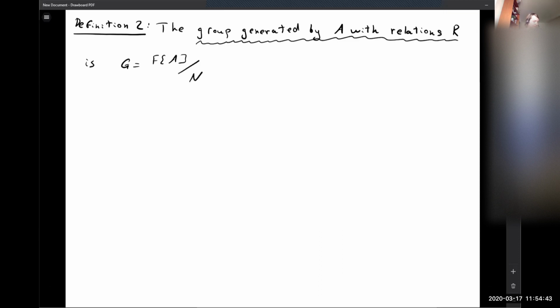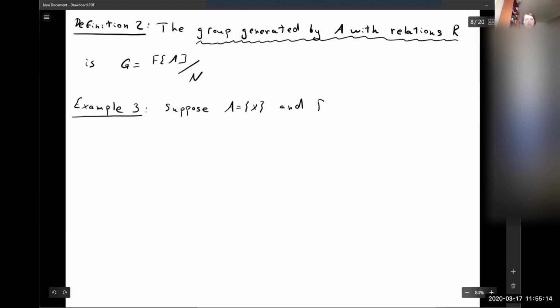And really quickly, yes? The A that we're talking about here is the alphabet, correct? Yes. The A is the alphabet, and R is a subset of a free group called relations. Okay, so let's start with example 3. Suppose A is a singleton set and R is an empty set. The empty set is of course a subset of F of A.